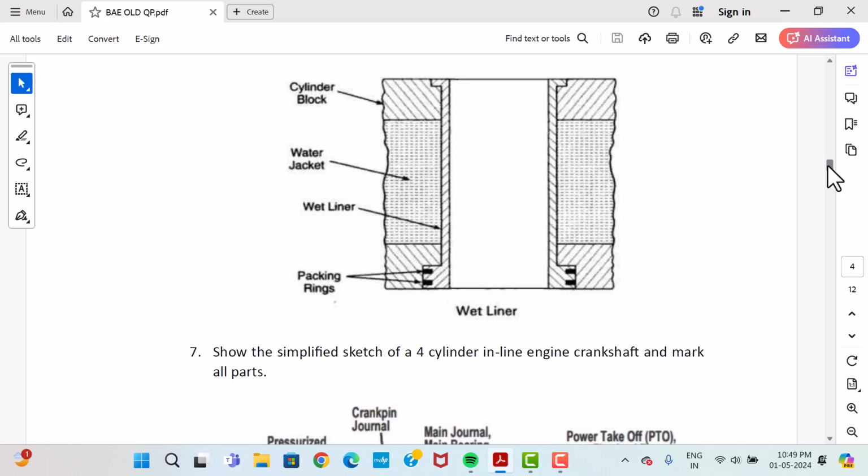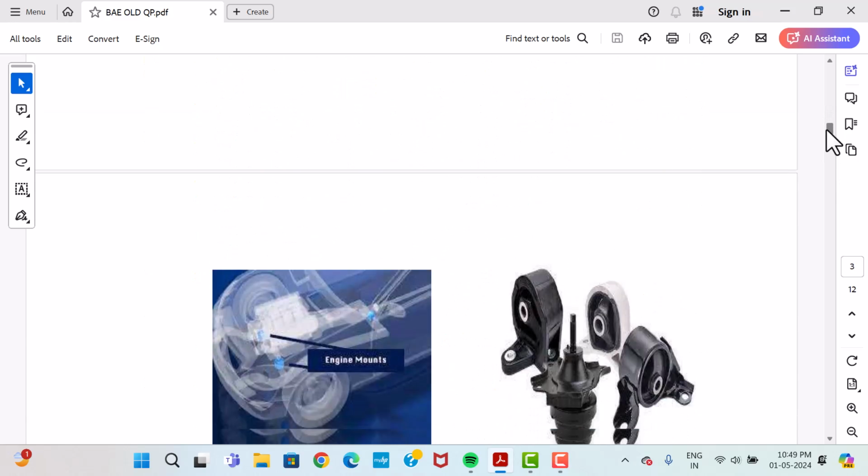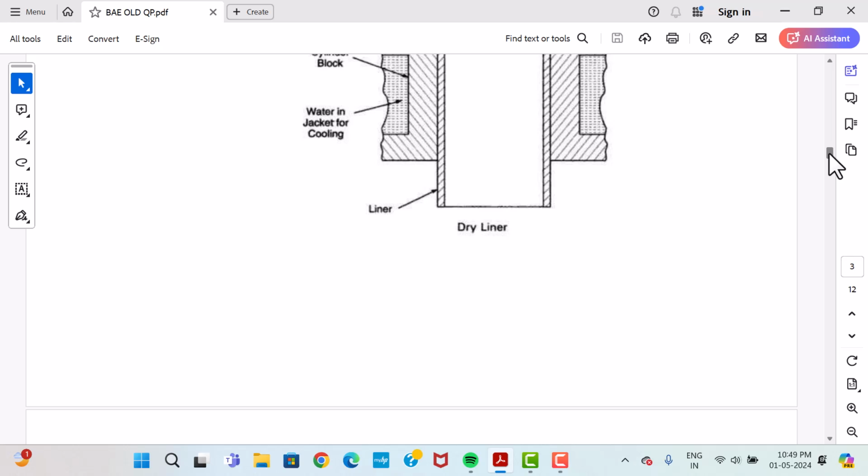And if the liner is in contact with the water, it is called a wet liner. And if it is not in contact with the water in the cooling jacket, it is called a dry liner.